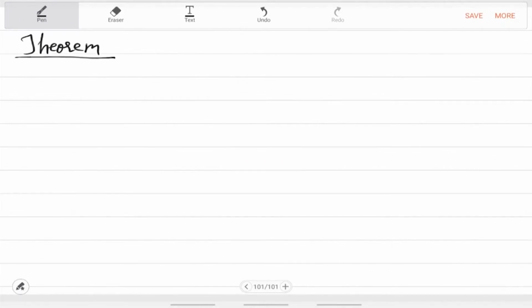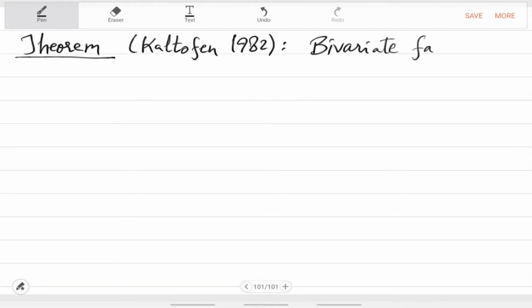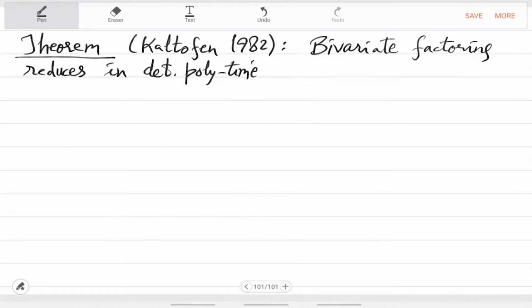So this was achieved by Kaltofen. So bivariate factoring, irrespective of field, reduces in deterministic polytime to univariate factoring. Okay.